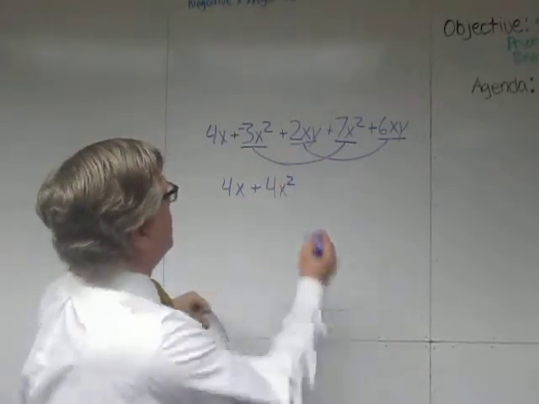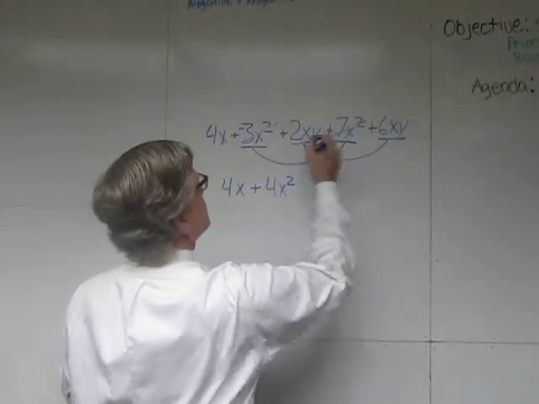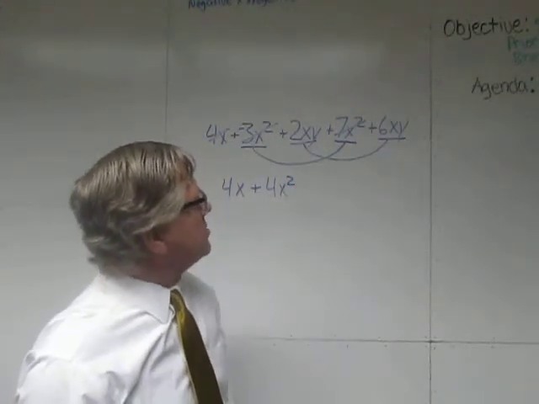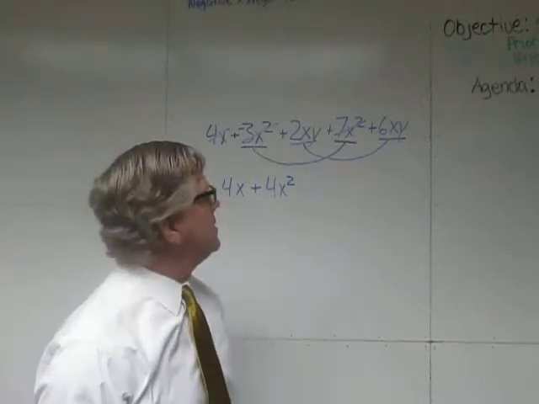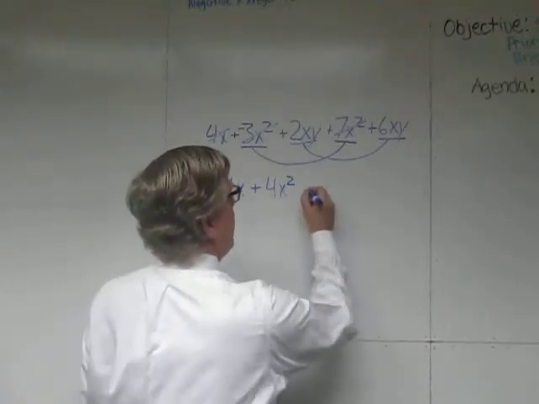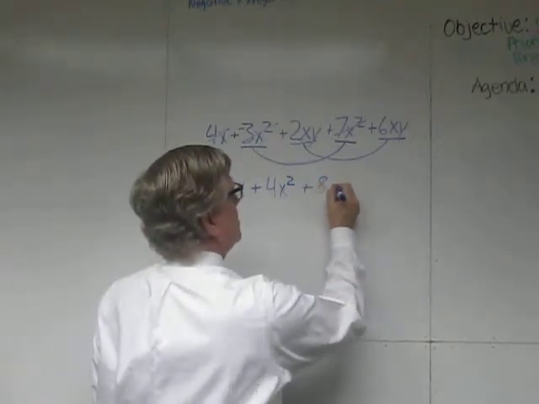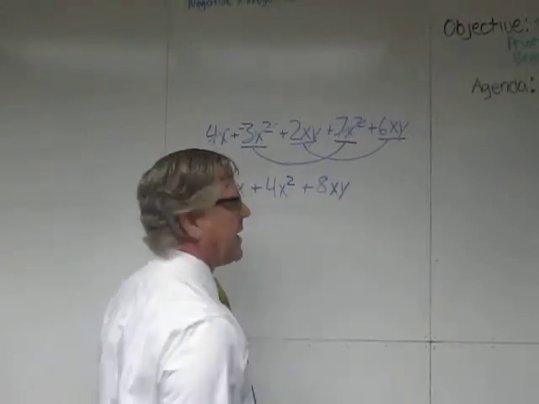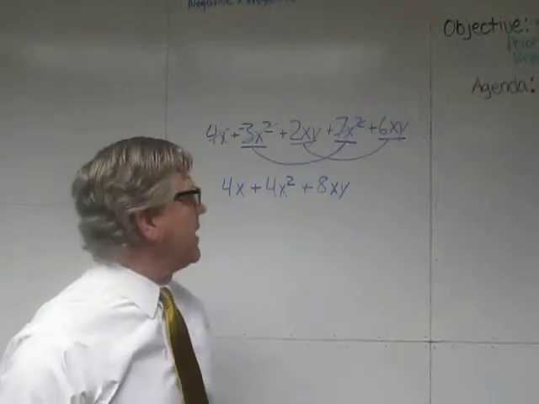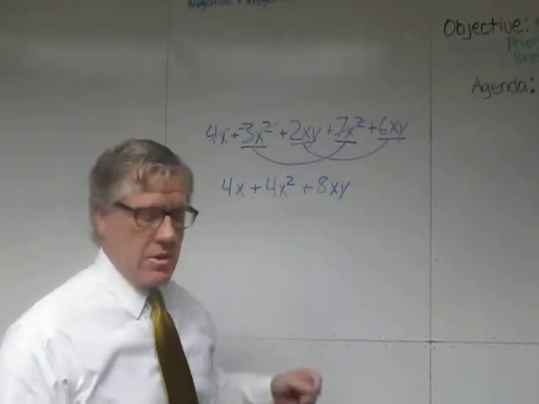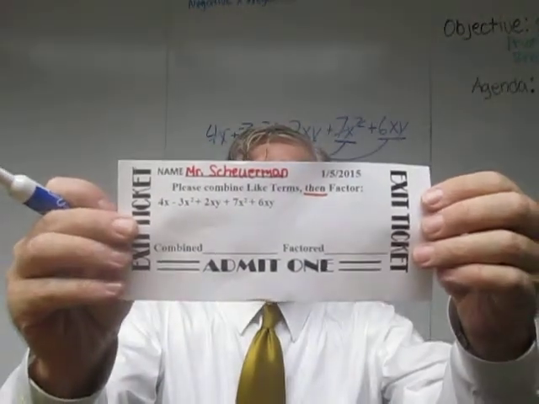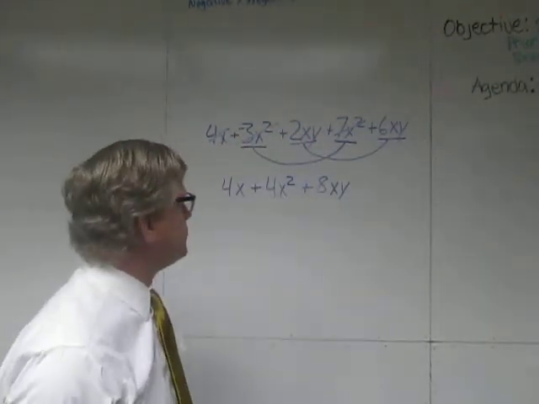So we've already gotten rid of this, this, this. Now all we have left to do is combine those two. 2 plus 6 is 8, so we're going to have 8xy. We've already combined like terms. All we have to do is factor. Look at this. We're half done. Combining like terms, we're half done. Now we're just going to factor.